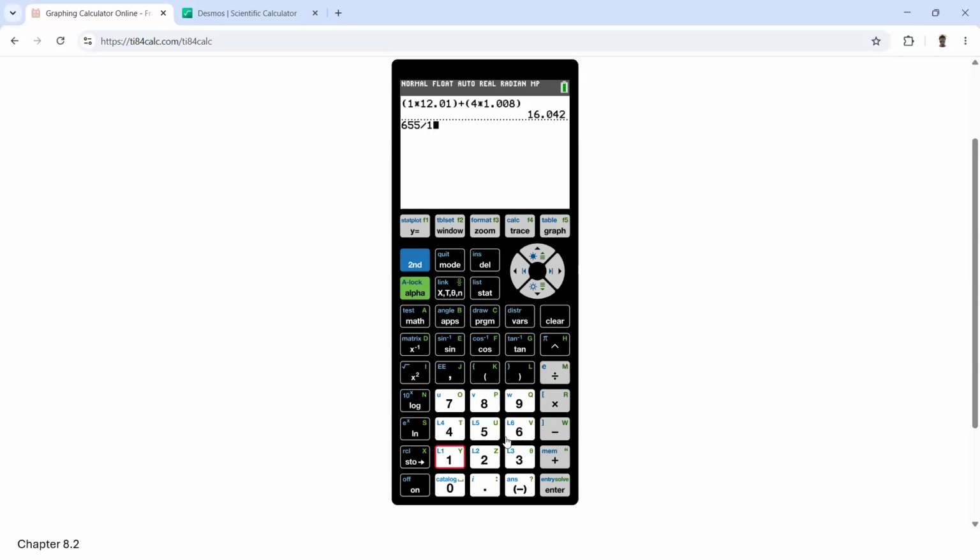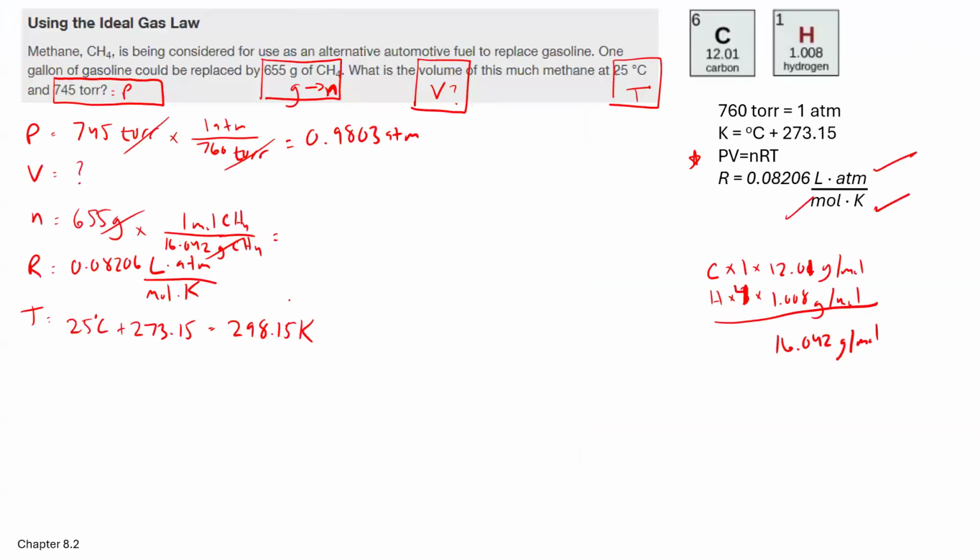divided by 16.042. 40.830 moles. All right. Let's do this. We're looking for V. So PV equals nRT. If we're looking for V, we divide by P on both sides. That cancels out. So it becomes V equals nRT over P.